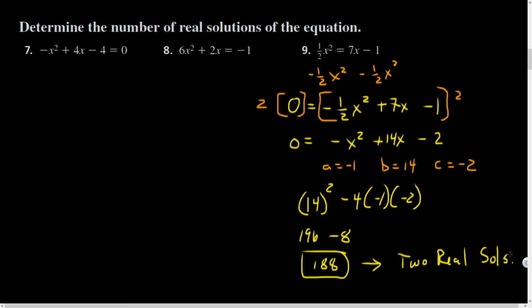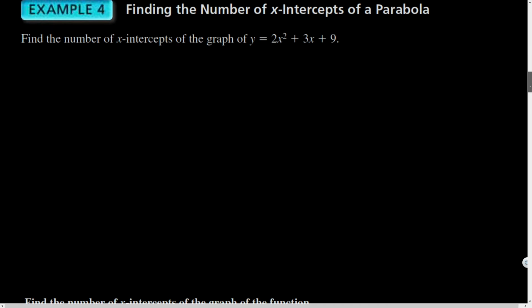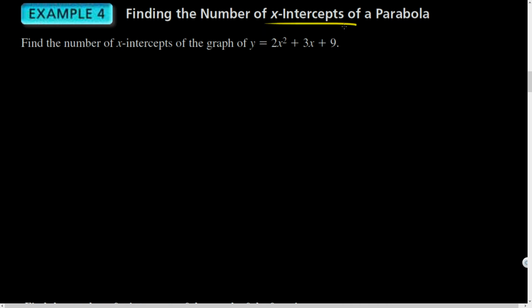Two real solutions. Boom. All right. Okay, finding the number of x-intercepts of a parabola. And so in this case, I have an equation that's equal to y. It's a function. And so I could do all the work of graphing it. They don't actually care what the intercepts are. They just want to know how many there are. And so the x-intercepts are going to occur whenever y equals 0. So 0 equals 2x squared plus 3x plus 9.